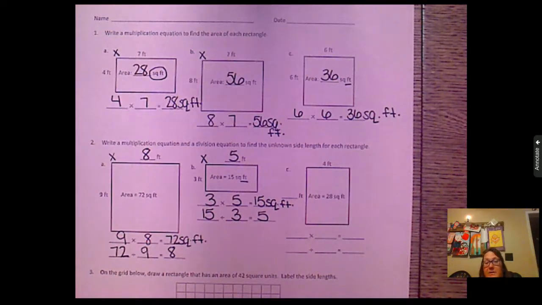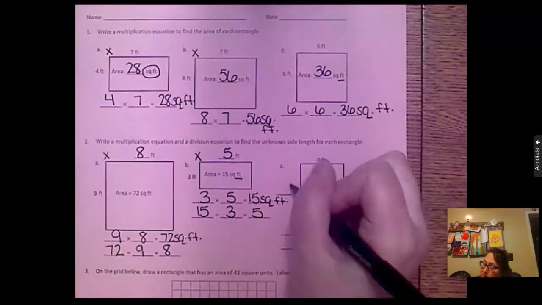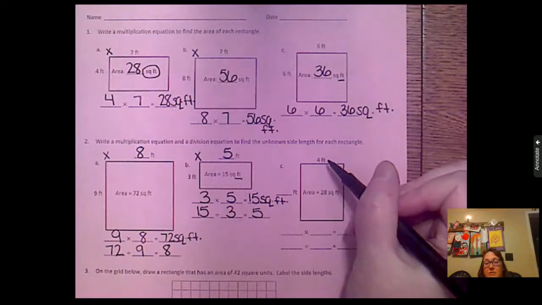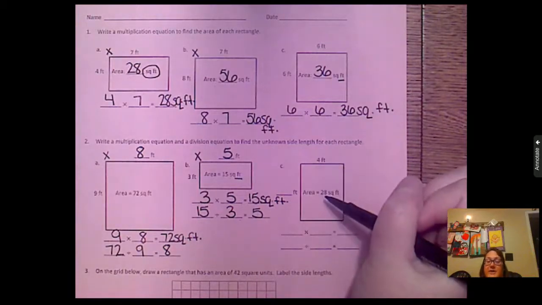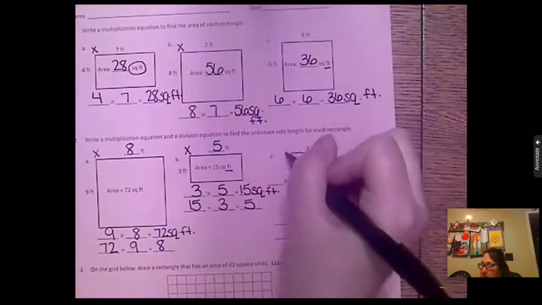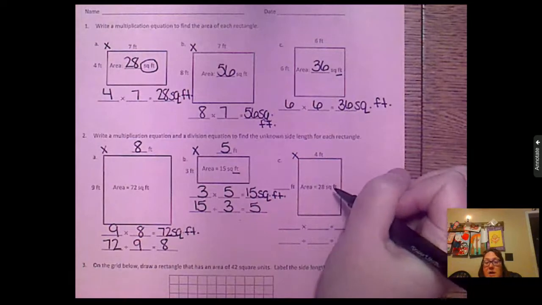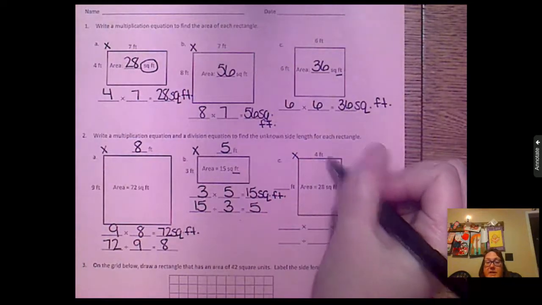So I'm hoping that everyone has at least tried C on their own, so we're ready to check. So for C, we're missing this side length right here. I know that this side length is 4, and I know that my total area is 28. So basically I'm saying what times 4 equals 28? So the way that I can solve that is that I can count by 4s until I get to my total of 28.